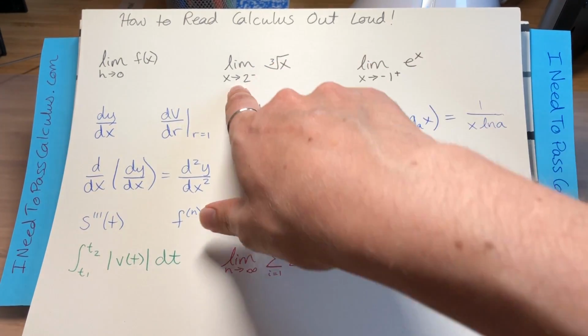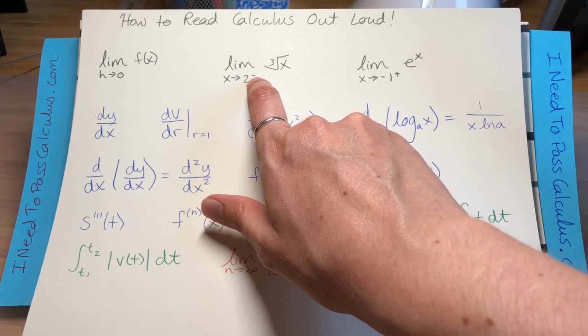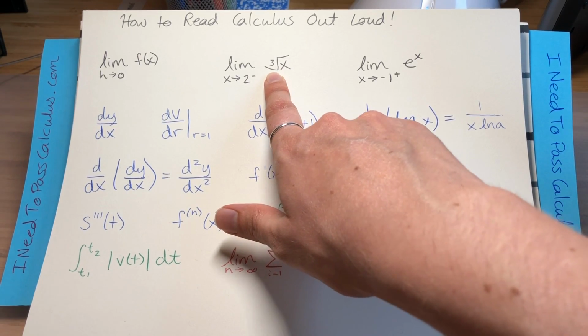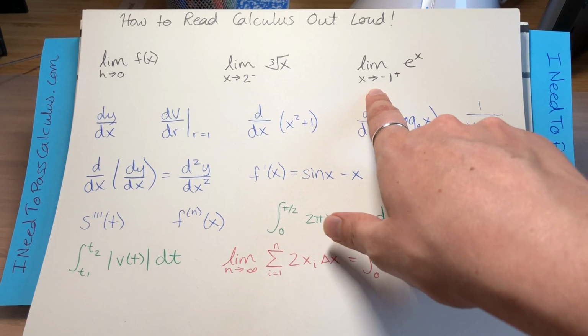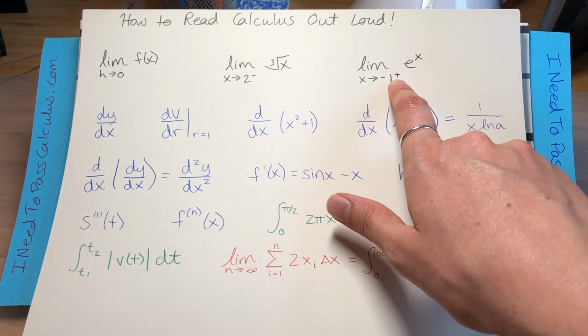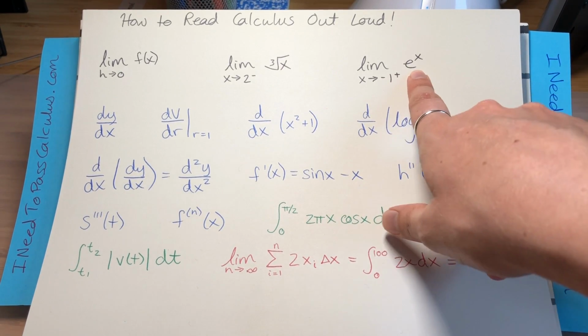This is the limit as x approaches 2 from the left, or from the more negative side, of the cube root of x. This one is the limit as x approaches -1 from the right, or from the more positive numbers, of e to the x.